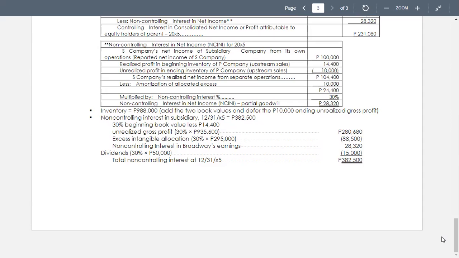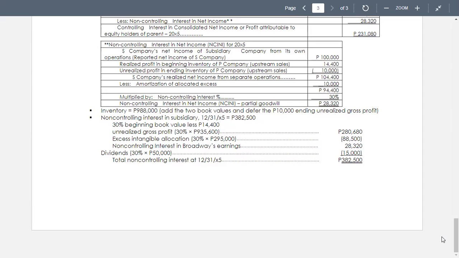And we have the unrealized profit in ending inventory of S company. For the ending inventory of S company, bought from Pine in the amount of 207,000 and bought from Tuna in the amount of 150,000. Now we are going to compute for these figures after the amounts will be given.